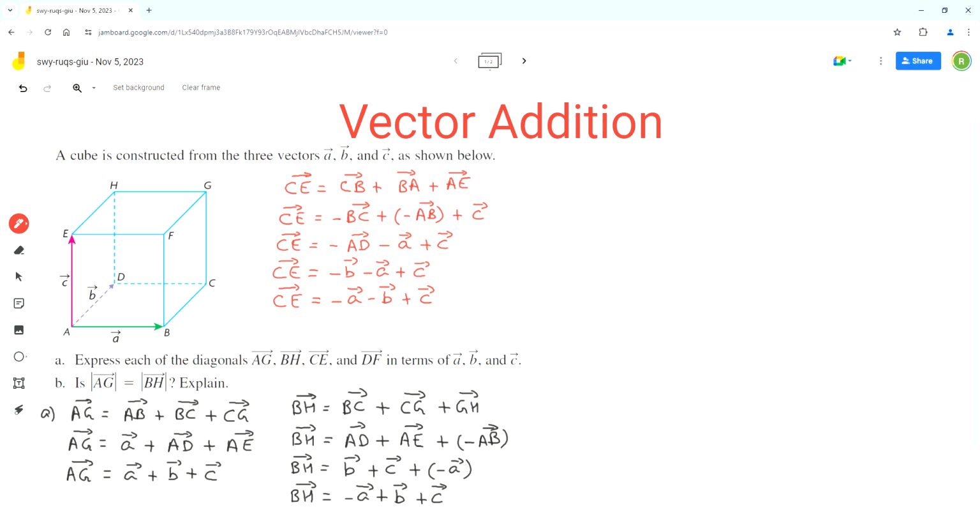Now we can analyze vector DF. An alternate way to go from point D to point F is to go from D to C, C to G, and then G to F. Now vector DC is equal to vector AB because they have the same magnitude and direction, and then vector CG is equal to vector AE because they have the same magnitude and direction.